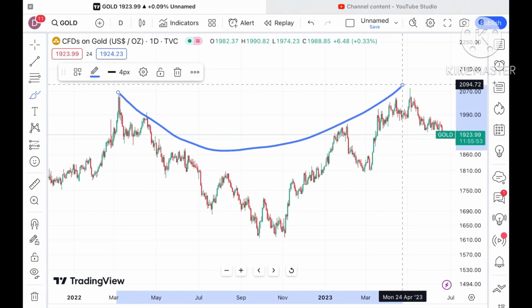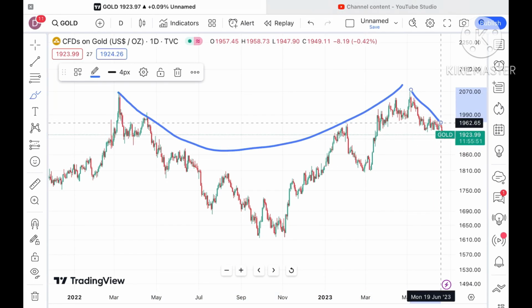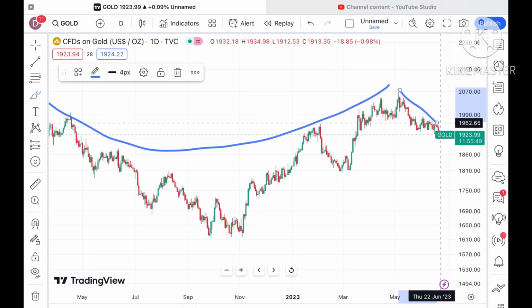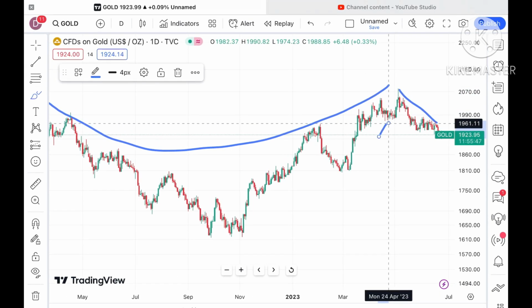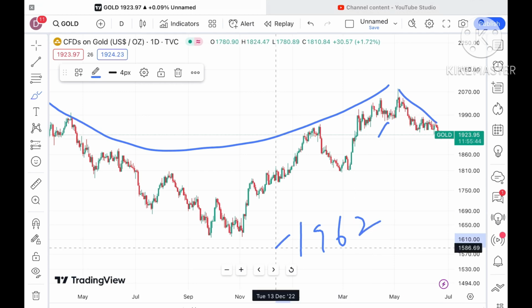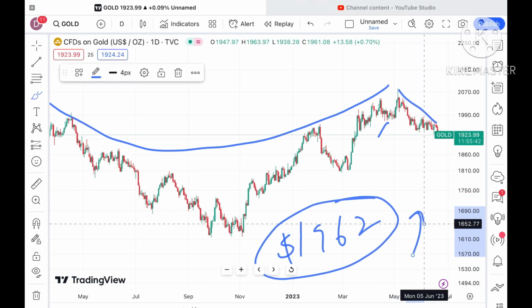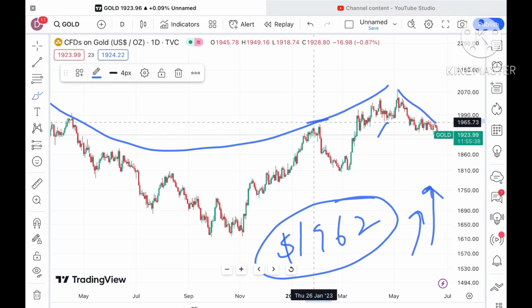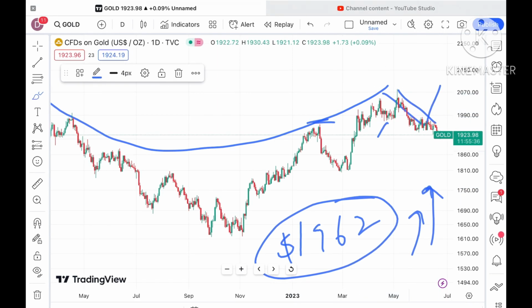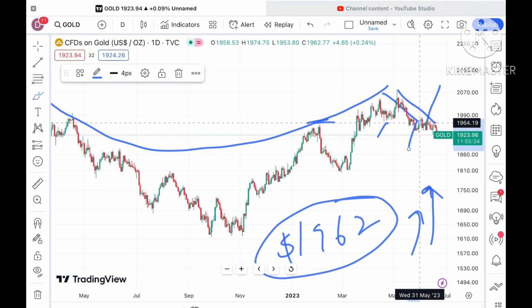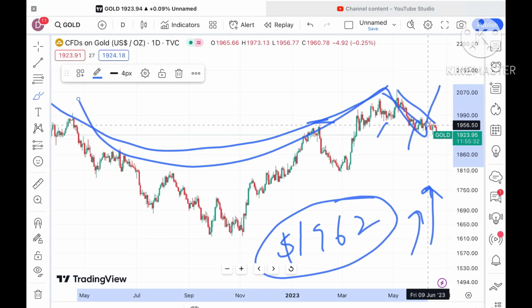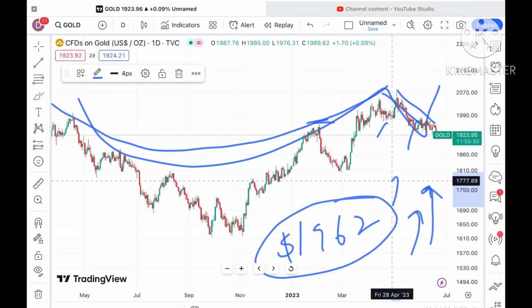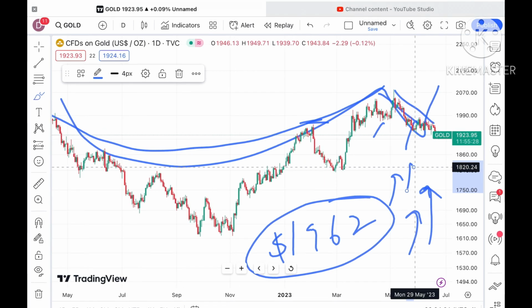This is a U pattern forming, and now the price is moving below a level of around 1960. As I've told you, once the price sustains above 1962, chances are very high it can go further upside, because a pattern will form. And I've already explained that if the price comes close to this level, a pattern is formed, which gives higher chances that it can go further upside.